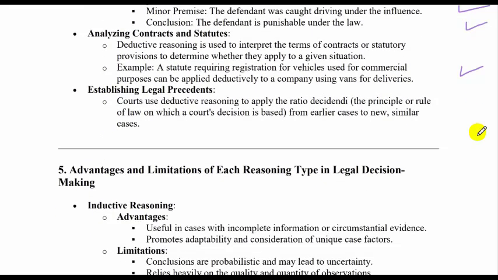Establishing legal precedents. Courts use deductive reasoning to apply ratio decidendi, that is a principle or rule of law on which a court's decision is based, from earlier cases to new, similar cases.